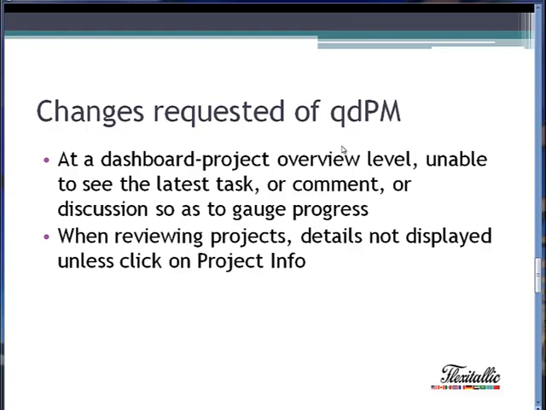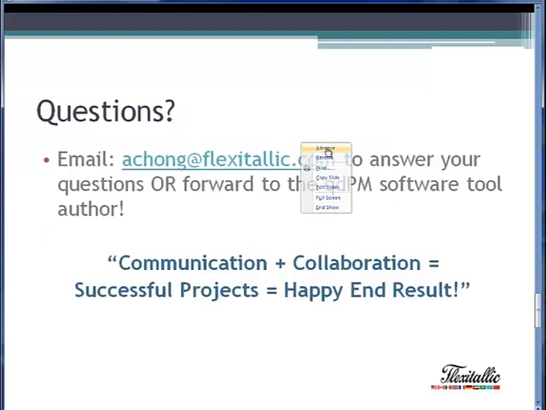Also, when reviewing projects, notice that the details of the project are not immediately displayed, and unless you click into the project info button, you basically get no sense of the overall project requirements. Again, that is a minor quirk. We've learned to work around it by explaining that you would have to click on the project info to get the latest changes in requirements, or if there are any comments that were added to it.